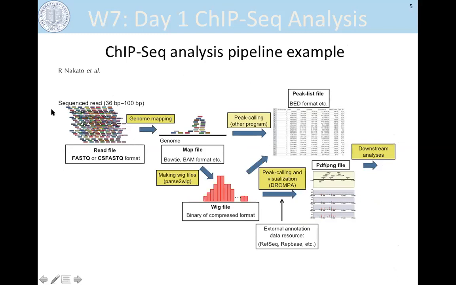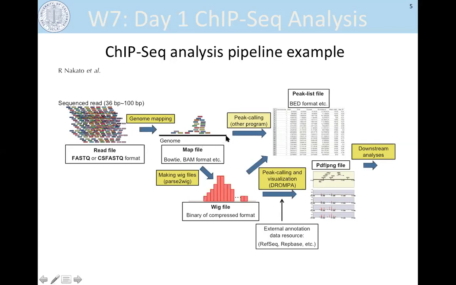So typically you will do short sequence reads. Typically now it's about 50 to 100 base pairs. And then you take those sequences and you want to assign them to a region of the genome using a sequence aligner, which is known as genome mapping. And using that, you assign these reads to a reference genome. And then you have an aligned file, a SAM or a BAM file.